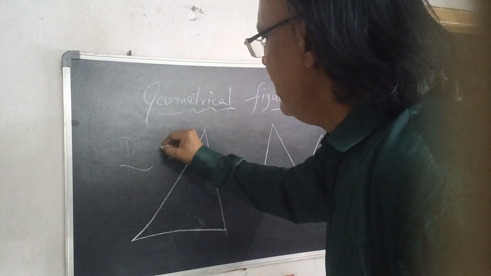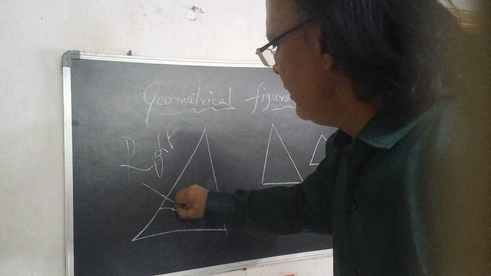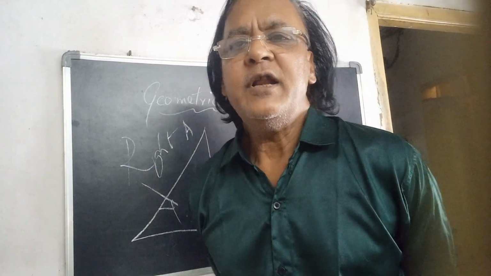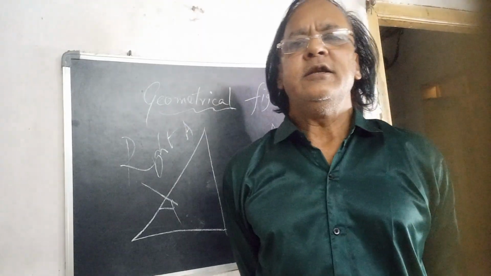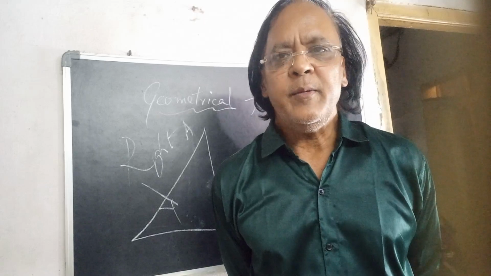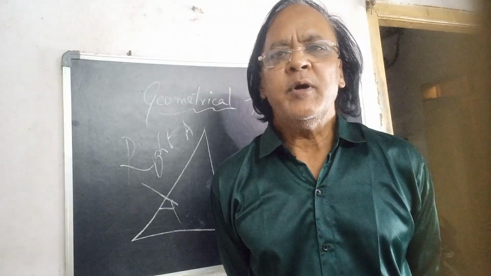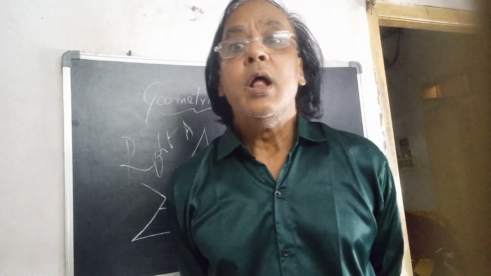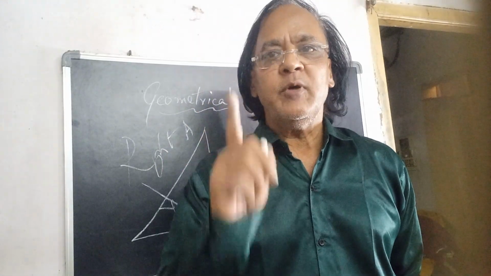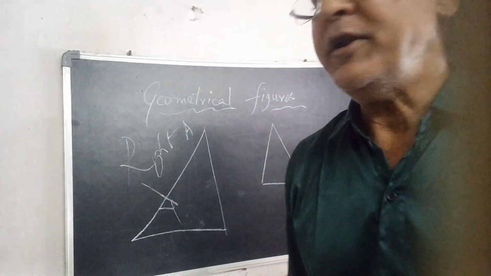This one is a right angle triangle. So what is a right angle triangle? A right angle triangle is a three-sided figure in which one angle is 90 degrees and the remaining two angles are less than 90 degrees. The sum of all the three angles is equal to 180 degrees, exactly 180 degrees. In any triangle, the sum of all the three angles is equal to 180 degrees. Remember, don't forget it.